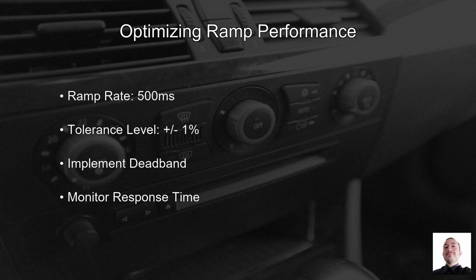Next, fine-tune the tolerance level. A tolerance of plus or minus 1% can make a significant difference in stability. Remember, the goal is to achieve a balance between speed and precision. Also, consider implementing a deadband. This small range around the set point prevents unnecessary adjustments, conserving resources.